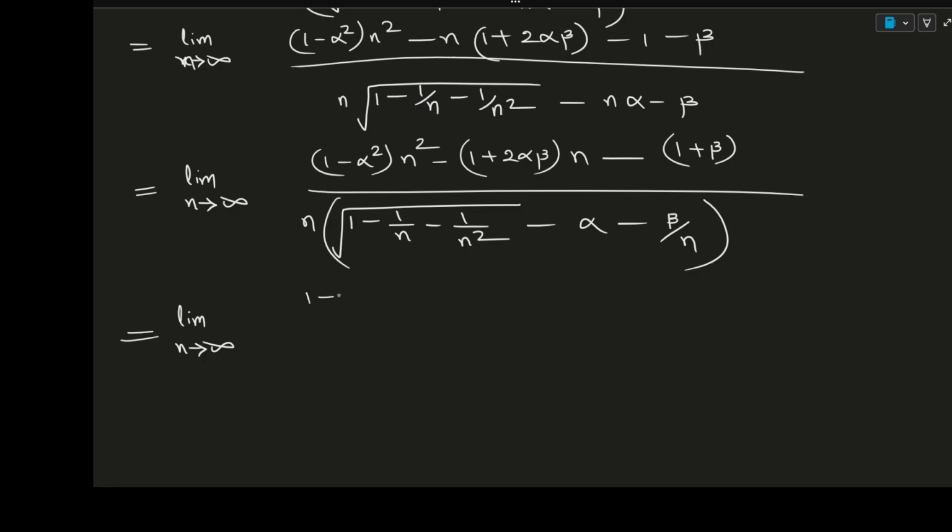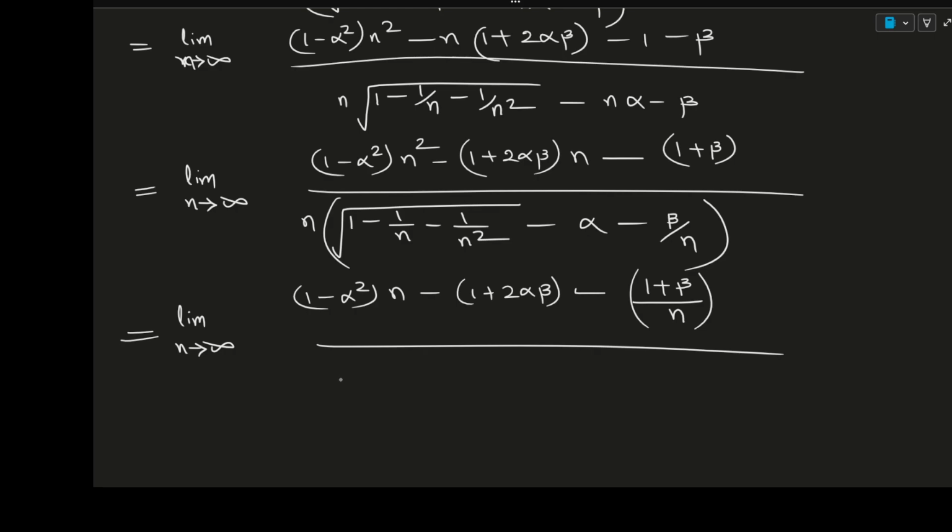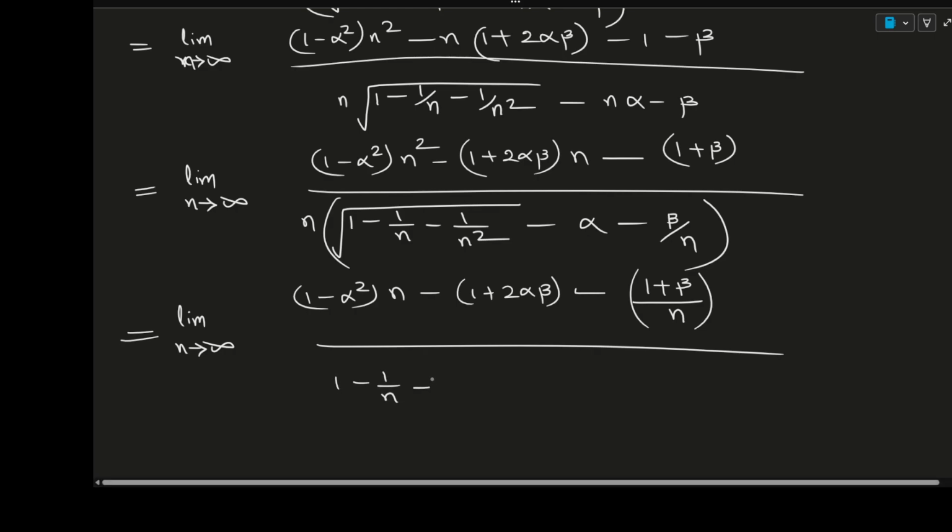So I will get 1 minus alpha square n, 1 plus 2 alpha beta n. So here n is divided by n, so it will cancel, and when n is cancelled, so we have n square here, so we'll get another 1 n in the function. So here it will be 1 plus beta by n. Okay, so I got the rest of the thing.